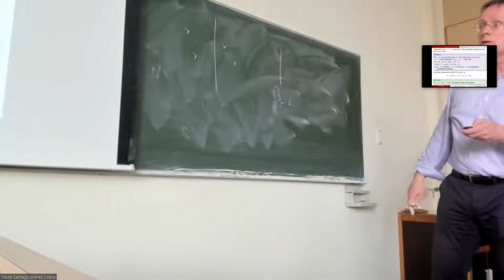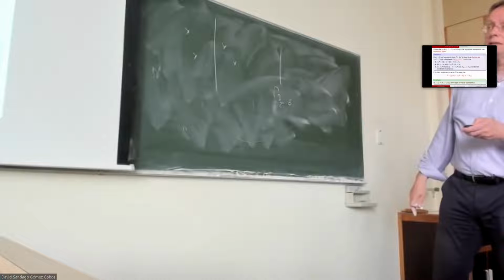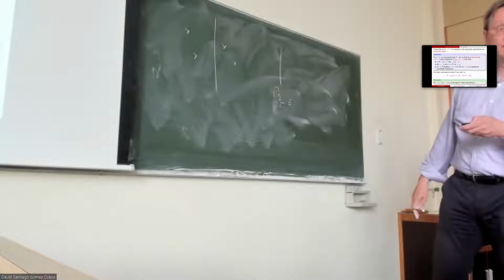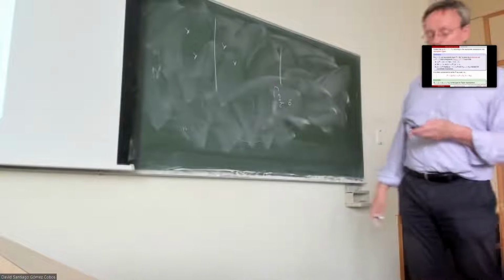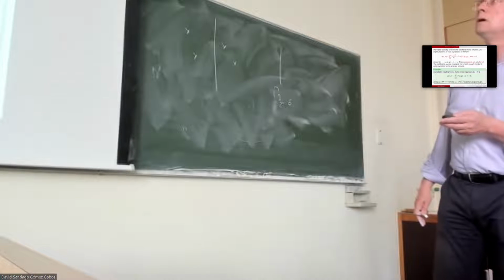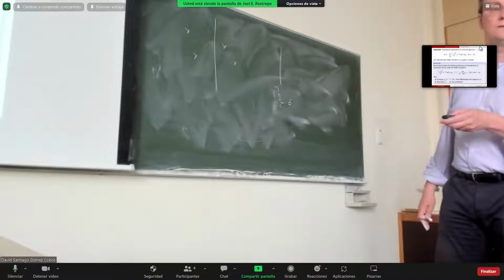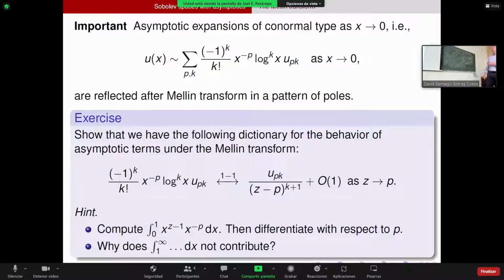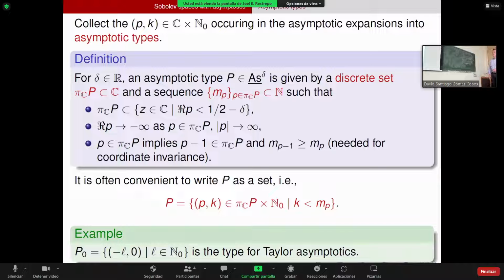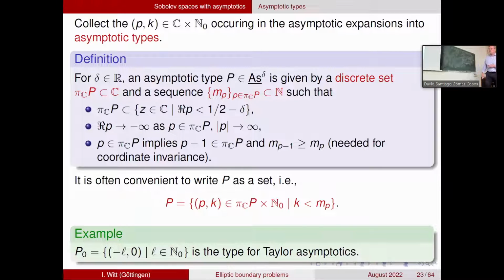In the following, it is very convenient to write these asymptotic types as sets. We take all pairs (p, k), where p is the order of the pole, and k is a natural number including 0, where k is strictly less than m_p. If you go back here, you see that we get a k plus 1, so m_p is the order of the pole. Here's an example. If you do such a Taylor series expansion, that is the type you get: negative L, a non-negative integer, and zeros, no logarithm terms.